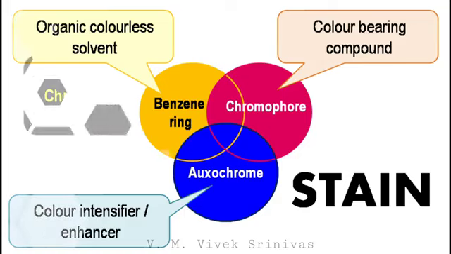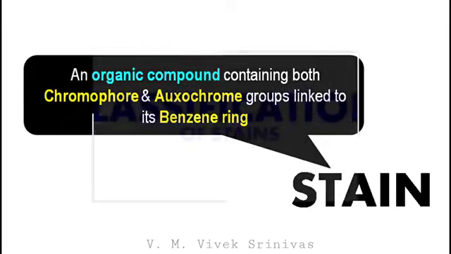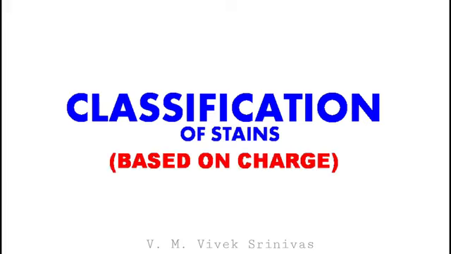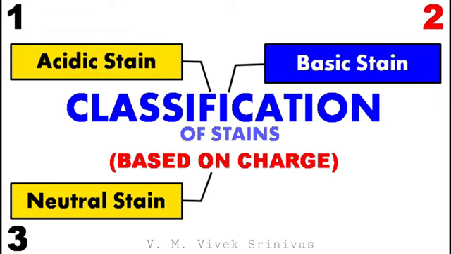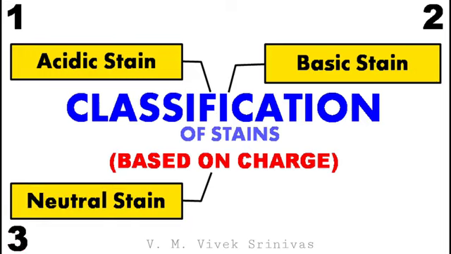So, the stain is chemically defined as an organic compound containing both the chromophore and the auxochrome groups linked to its benzene ring. Next, how these stains are classified, especially based on their charges. It is classified into three types: the acidic stain, the basic stain, and the neutral stain. These are the three types of stain classified based on their charges.